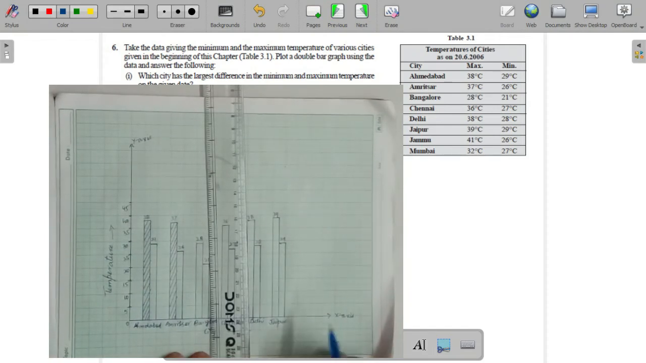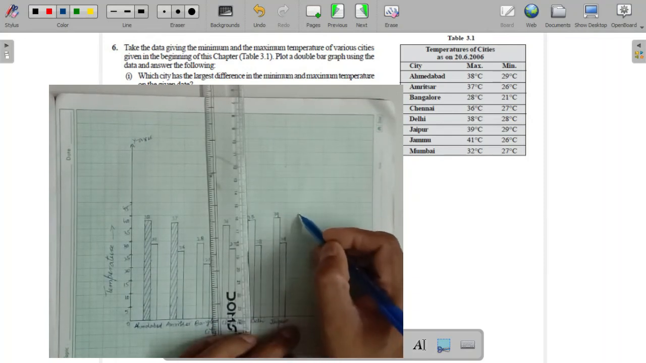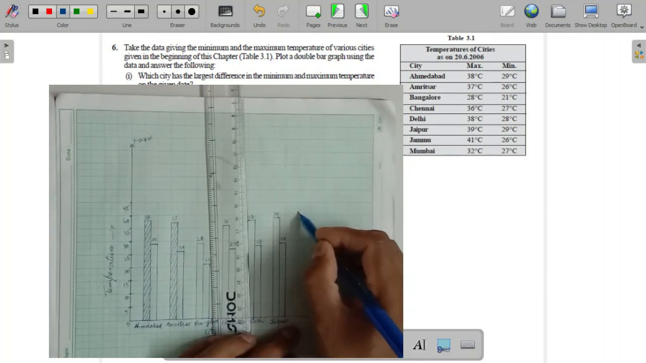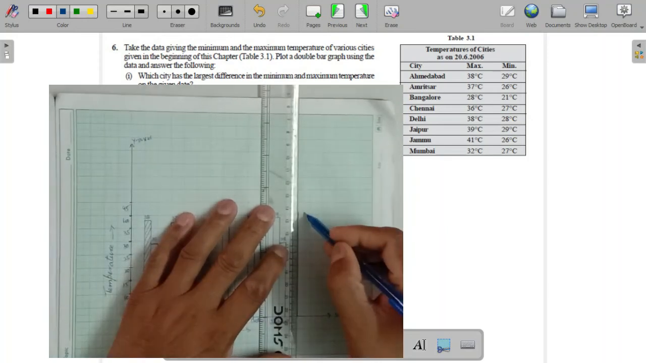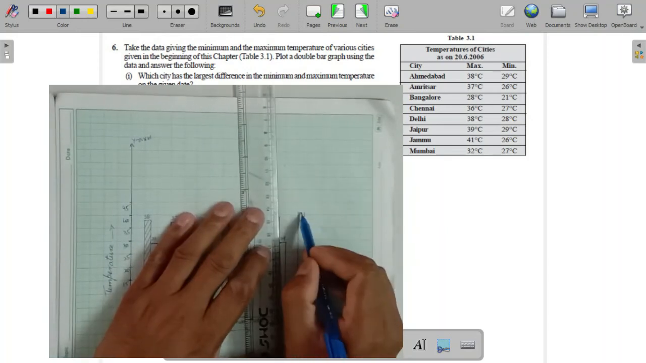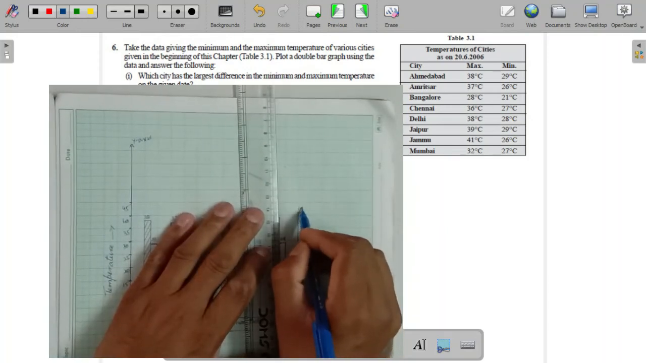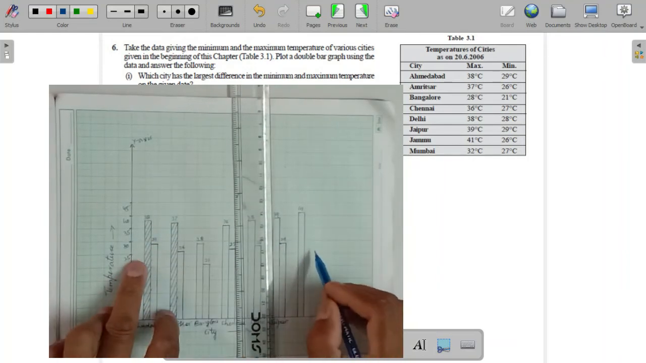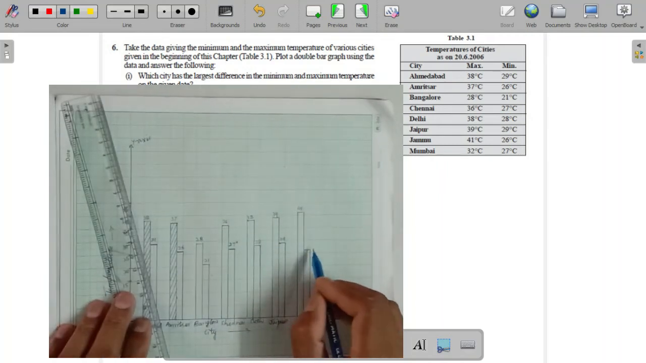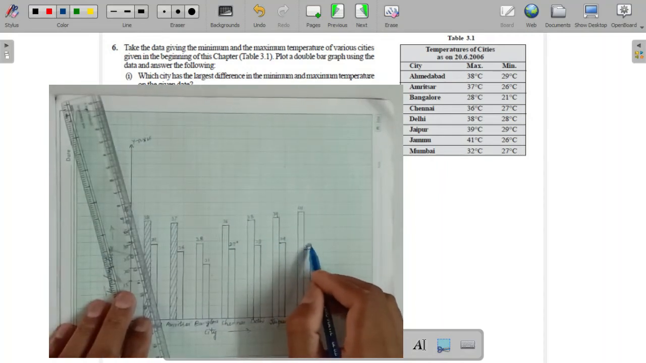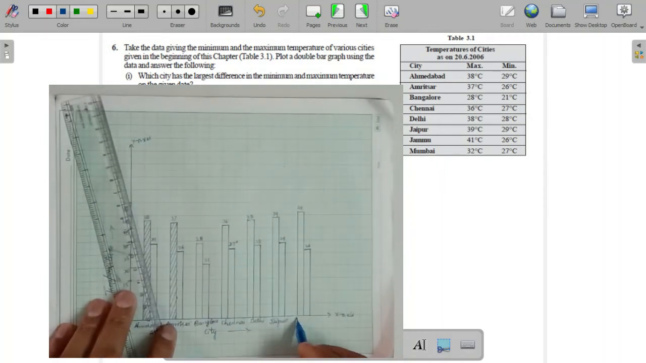Then leave one box. Then come to Jammu. It is 41 degree. That is after 40. You have to take second line. It is 41. Join this. Then fifth line also. And join this. It is 41. Then minimum temperature it is 26. That is after 25. You have to take second line. And join this. It is 26. Here write down Jammu.